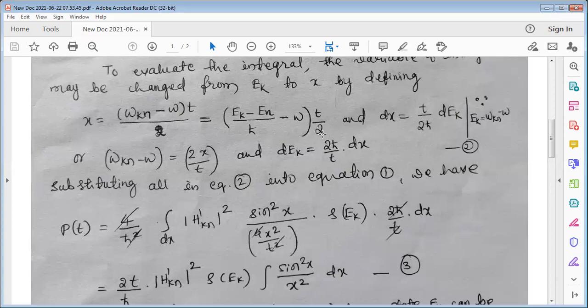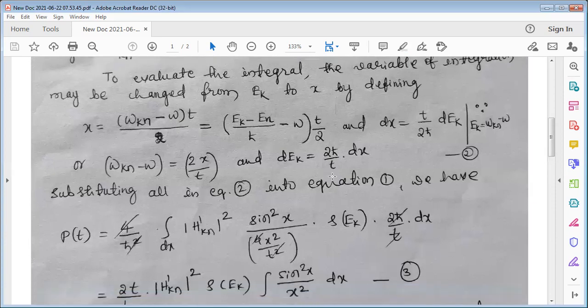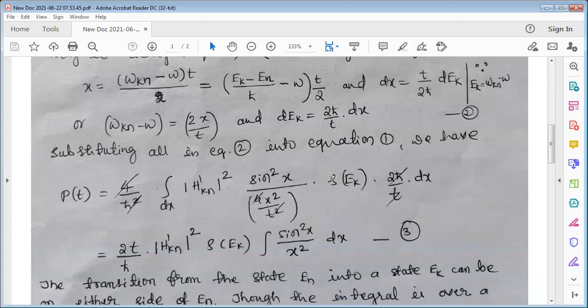This term can also be written in this way, or you can convert this equation. From this equation you will get dEk equal to 2 h cross upon t into dx. So all these things in equation 2 we have to substitute into equation 1. Then what happens? We know that equation 1 becomes like this.